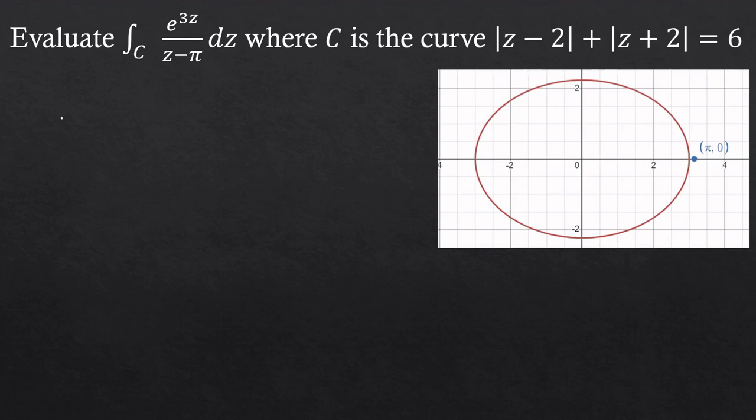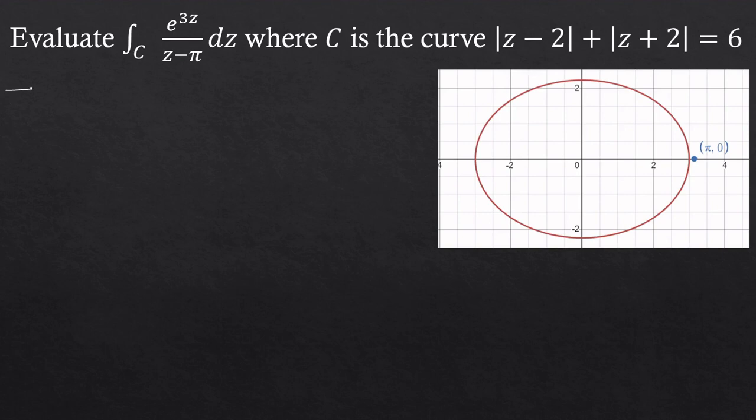Hello student. Today's question is: evaluate the integral of e raised to 3z upon z minus pi dz over C, where C is the curve modulus of z minus 2 plus modulus of z plus 2 is equal to 6. Here we have to understand what C is first, and then we have to integrate this.